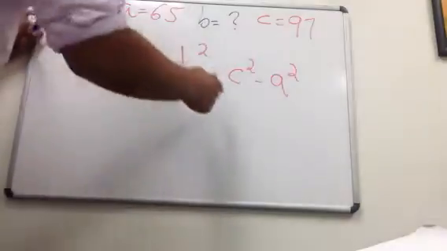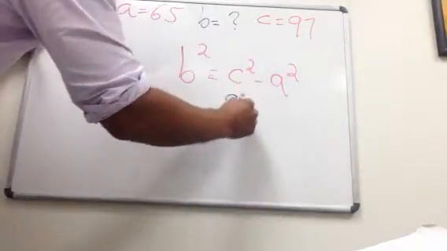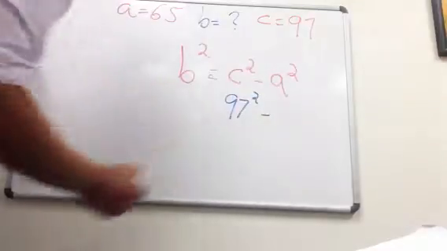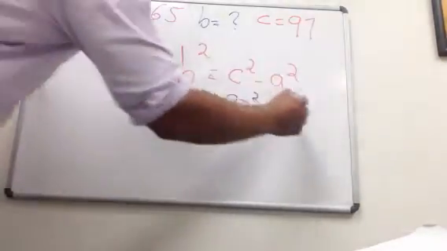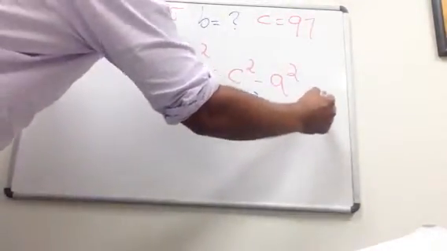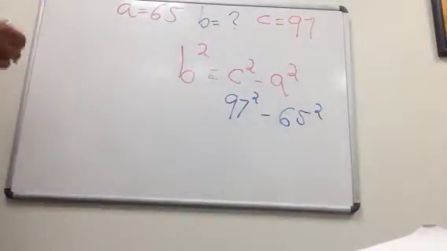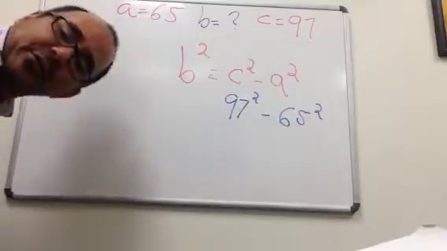To reflect that, you're going to put 97 squared minus 65 squared. I will give you a clue here.